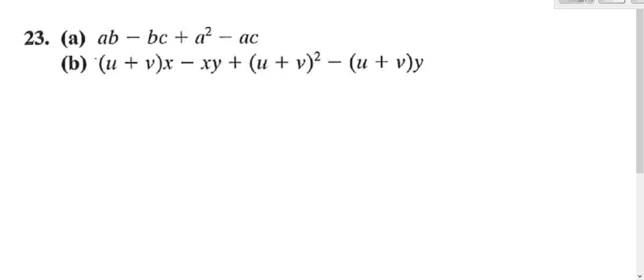Now they're starting to look a little bit crazy. So the main reason that these look different is it's got more terms. It's got 4 terms. 1, 2, 3, 4. So 4 terms, you're going to check factor by grouping.